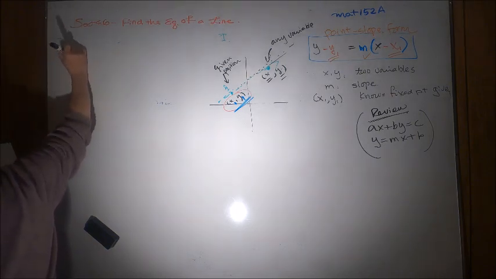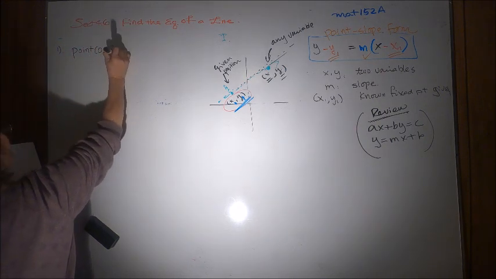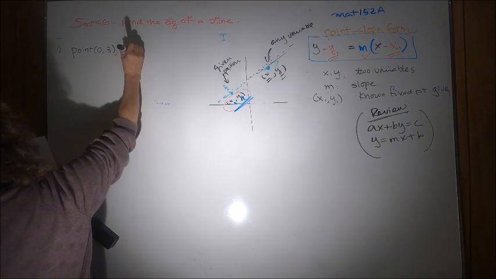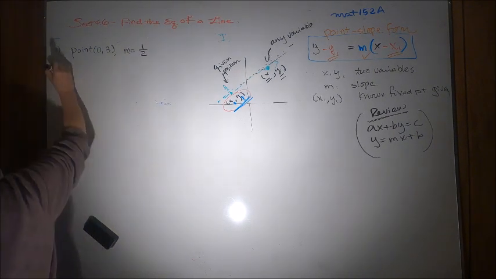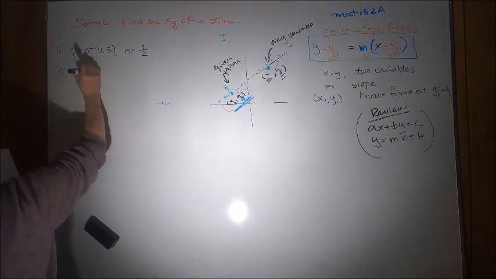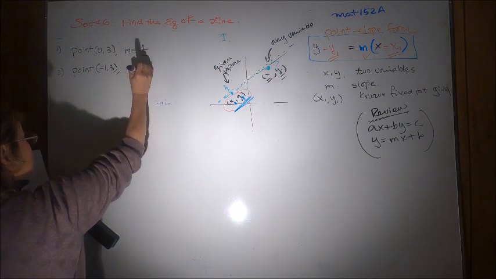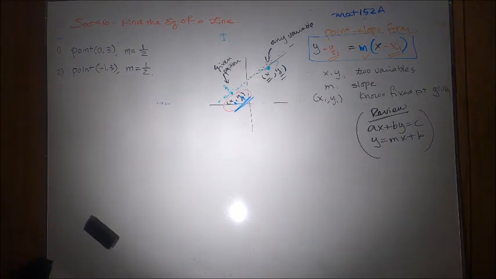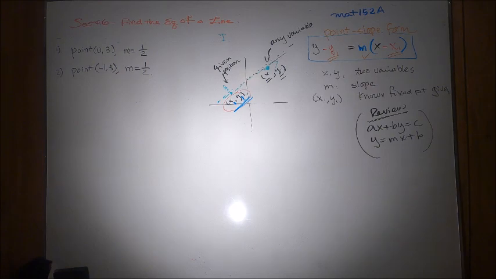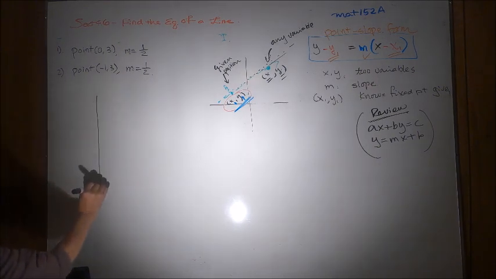First example, if a point (0, 3) is given and your slope is what? m equals half. How would you write your equation? The next one, point (-1, 3) is given. You have the same slope, right? How are you going to write the equation? So let's take a look.